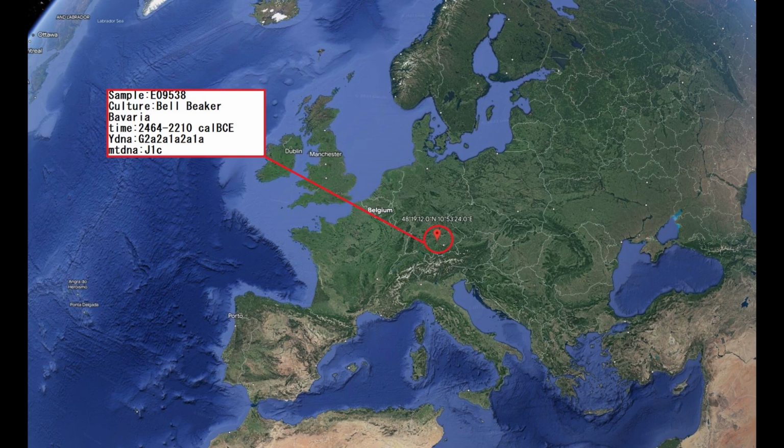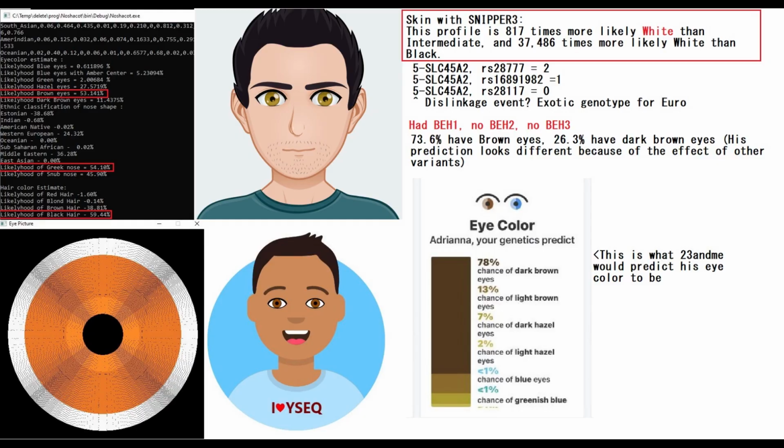Hello guys, in this video we'll be looking at DNA results, predicted phenotype, predicted traits of two Bell Beakers. One is from Bavaria, the other Bell Beaker is from England, so let's get into the one from Bavaria. This is what he looked like.